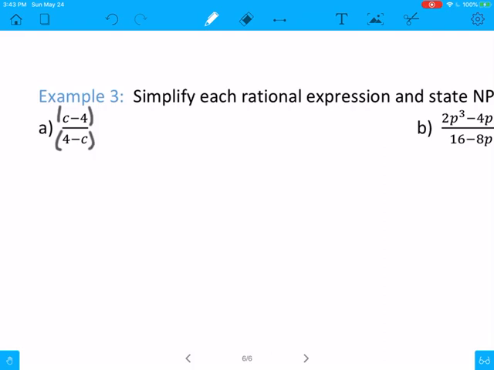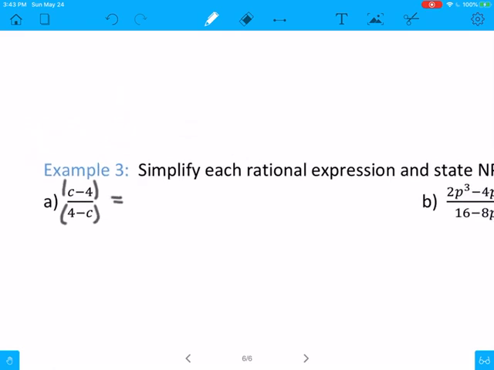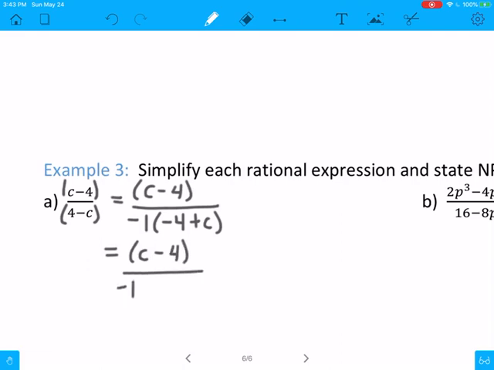Okay? So I'm going to go in the top, c minus 4. And in the bottom, I'm going to take a negative 1 out. When I take a negative 1 out of 4, I get negative 4. Take a negative 1 out of negative c, I get positive c. And now they're going to actually match. So I can rewrite the bottom: c minus 4 in the top, and in the bottom, I can write negative 1, and I can rearrange this term. I can go positive c minus 4 because I take the sign that's in front of the term. And now they actually match.